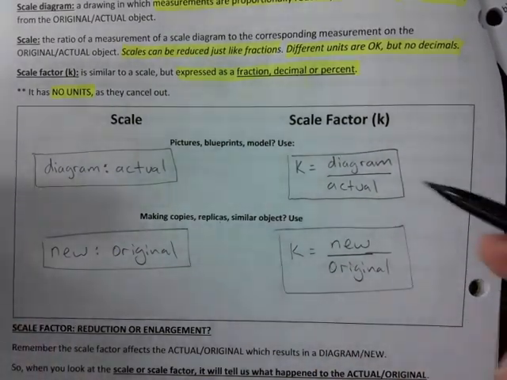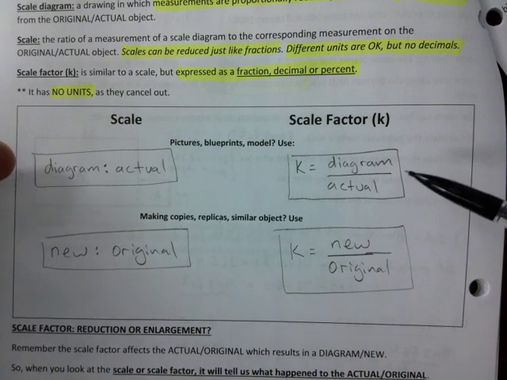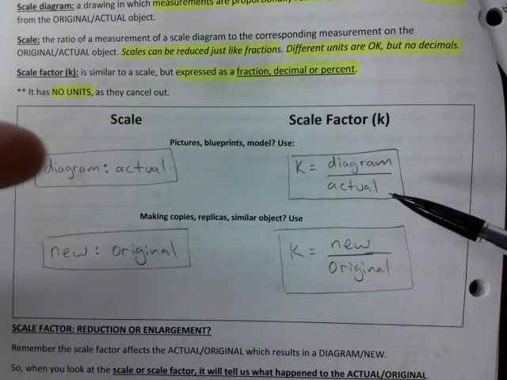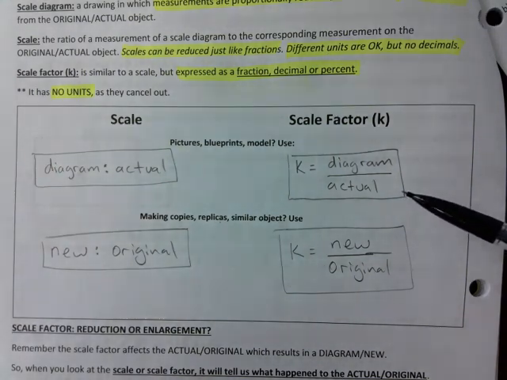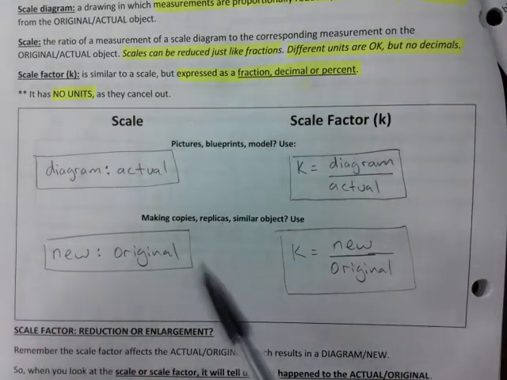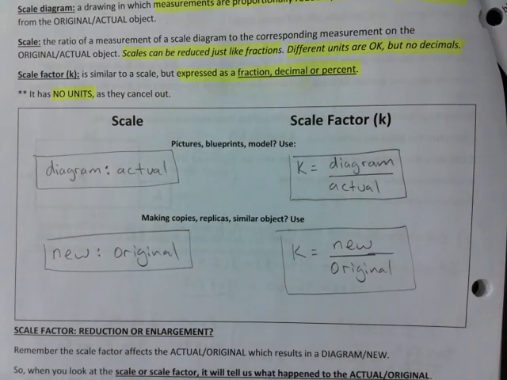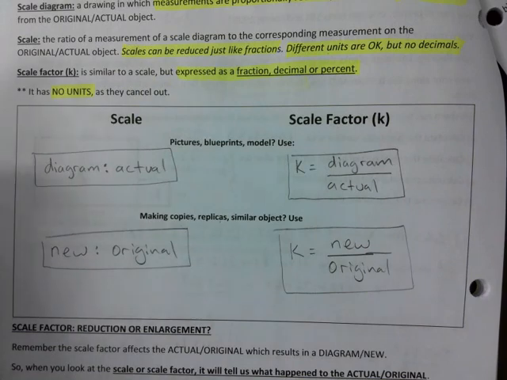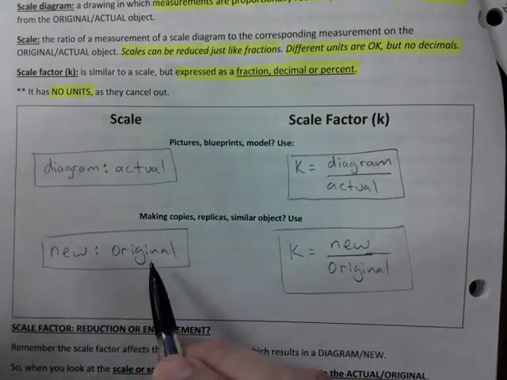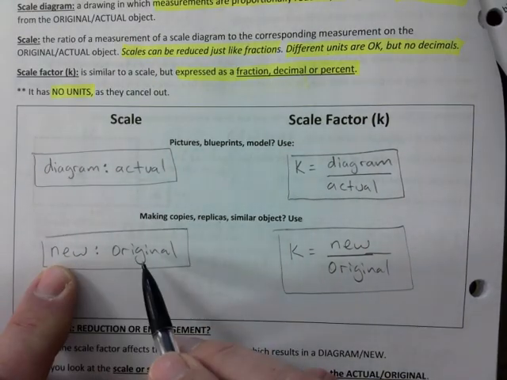So sometimes we prefer using diagram actual, like a map. I would say a map is diagram actual, or a picture in a textbook. There's a diagram, and there's the actual. But if you're making copies of something, like let's say Pepsi's making a bigger can, they have the original can, they make a bigger one, the King can or whatever, I would use new original. This is better. It helps me figure out which one is attributed to which, because the order matters, which you put the numbers in.